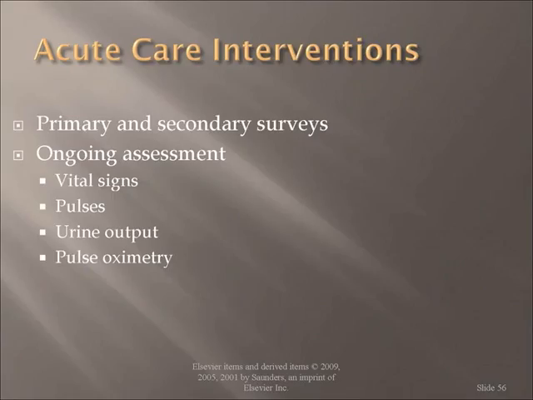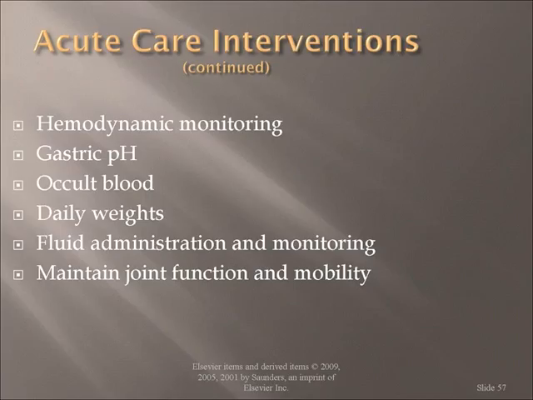Acute care interventions in the primary and secondary surveys: ongoing assessments of the vital signs, your pulses, your urine output, and your pulse oximetry. Other interventions would be hemodynamic monitoring, gastric pH monitoring, occult blood testing, daily weights, fluid administration and monitoring, which is your eyes and nose, maintaining joint function and mobility, doing passive and active range of motion.